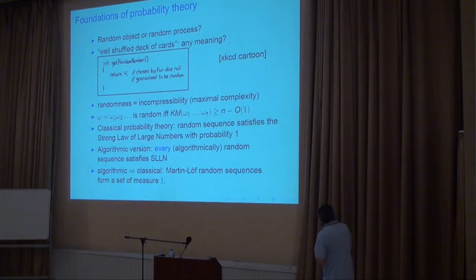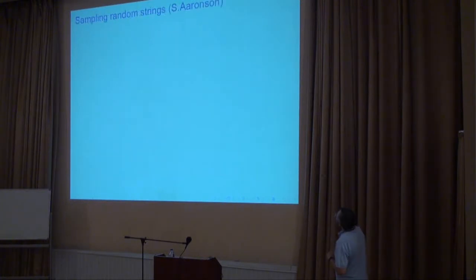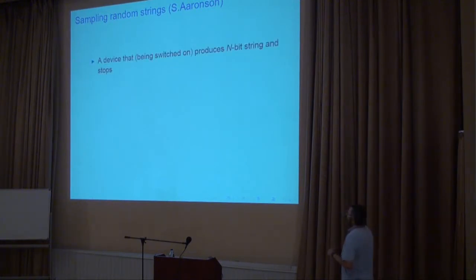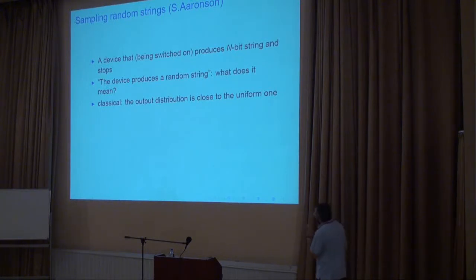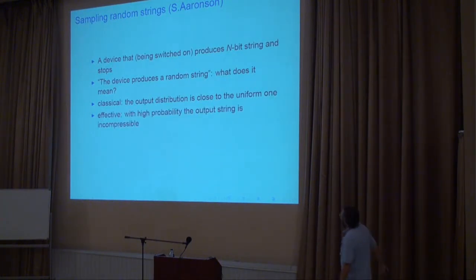So this is one example from classical probability theory, and another example, I should say, is a kind of philosopher's view on what you heard yesterday. Imagine there is a device that has a button. You can push this button, and the device becomes switched on, produces some n-bit string and stops. You can buy such a box, and it's advertised as a device producing random strings. How can we understand this advertisement? This can be done again in two different ways. First, the classical understanding: the output distribution of this device is close to the uniform one. And the second, effective understanding is that in almost all cases, the output string is incompressible.